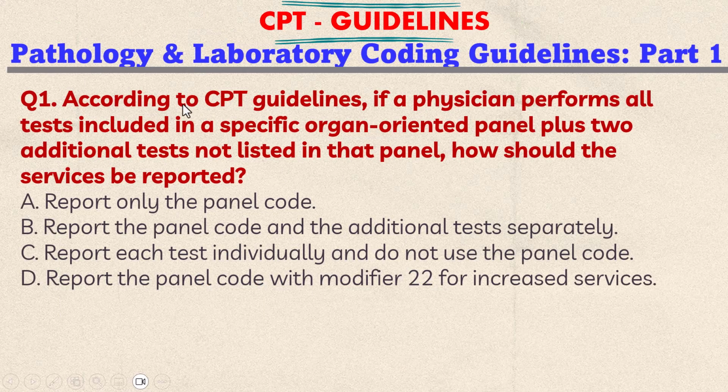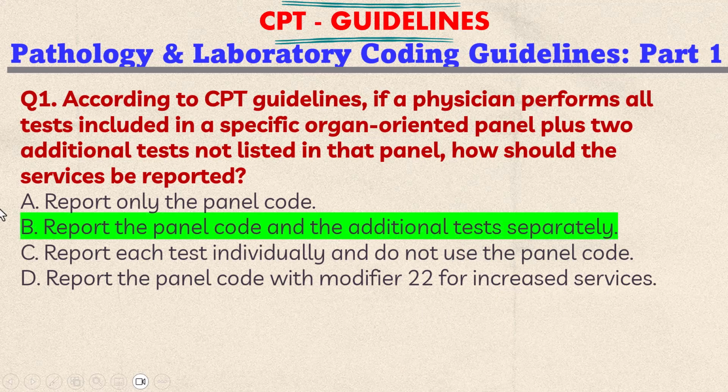Question number 1. According to CPT guidelines, if a physician performs all tests included in a specific organ-oriented panel, plus 2 additional tests not listed in the panel, how should the services be reported? A. Report only the panel code. B. Report the panel code and the additional tests separately. C. Report each test individually and do not use the panel code. D. Report the panel code with modifier 22 for increased services. So think the answer. The correct answer is B. Report the panel code and the additional tests separately, as I explained earlier.